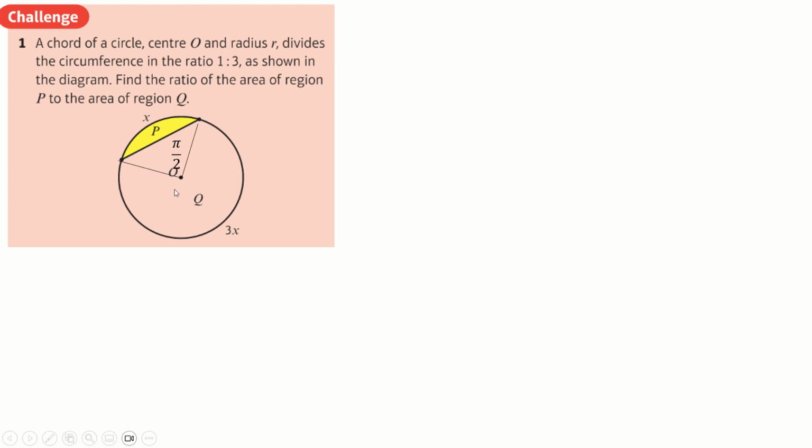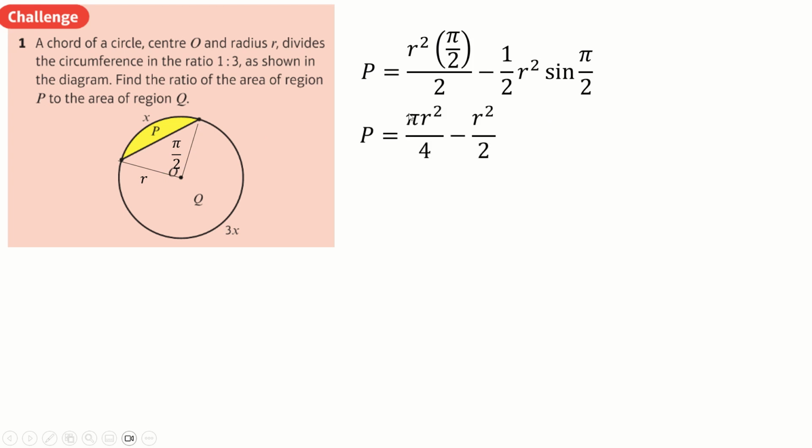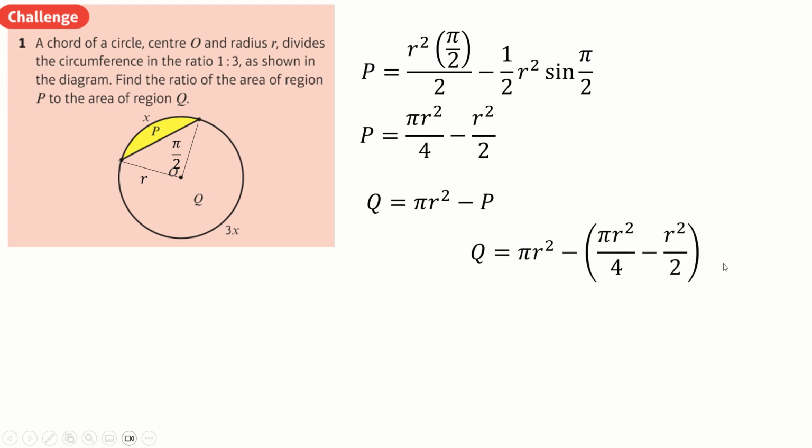Good. The radius is r. And so I think I can just describe P by doing r squared theta over 2 minus half r squared sine theta. Sine pi over 2 is, of course, just 1, because this is essentially right angled, which means it's just a half times r times r. But of course, when I take those two things away, it looks a bit like this. Q is just the whole area, which is, of course, pi r squared minus P, which gives me this.